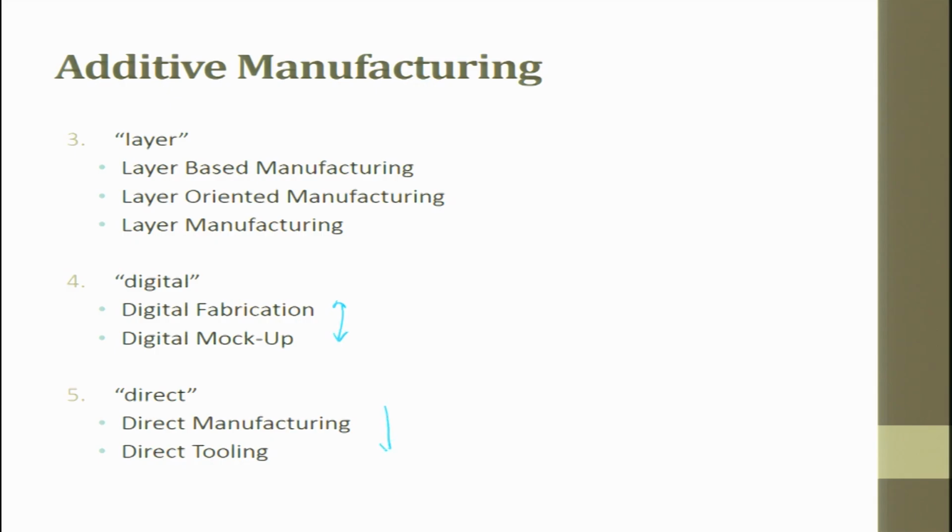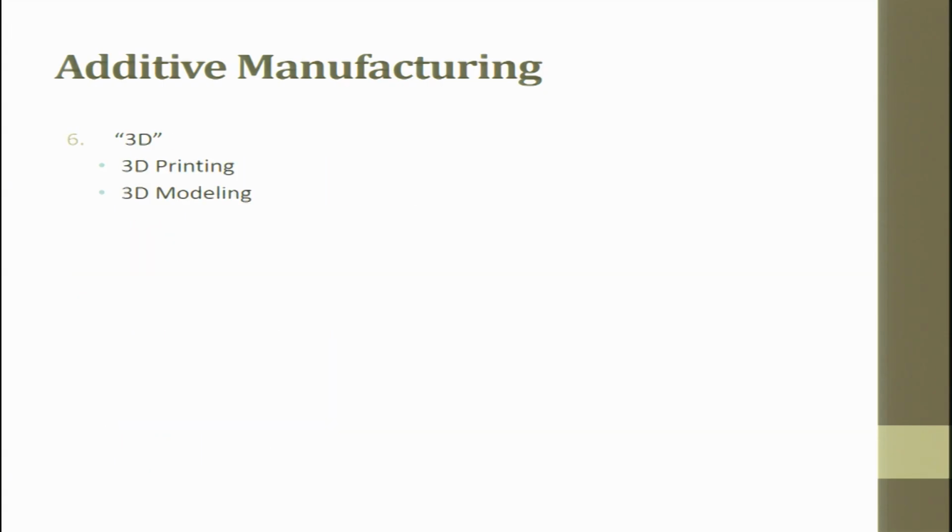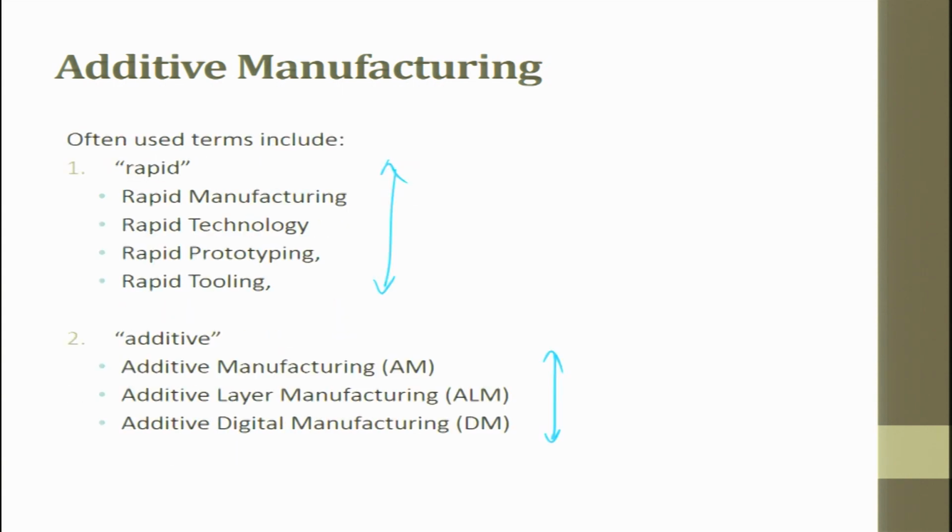Then direct, people use direct manufacturing and also direct tooling. These are terminologies which are used as part of additive manufacturing, and these are the terminologies which are used commonly. Then at last, we use 3D printing and 3D modeling. So, these are the terminologies which are often used: rapid manufacturing, rapid technology, rapid prototyping, rapid tooling.